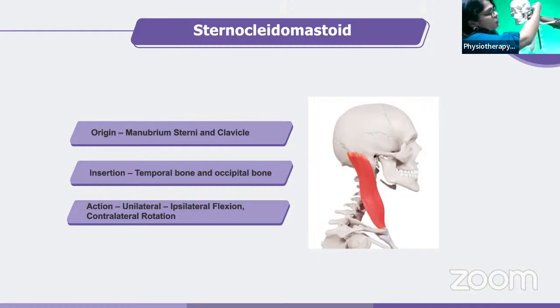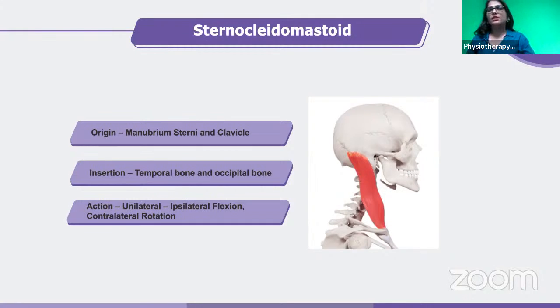And it gets inserted on the, okay, let me show you a side view. It gets inserted into the posterior aspect of the skull, that is your backside of the skull, where the temporal bone and occipital bone are, that is your superior nuchal line and external occipital protuberance. So just imagine when this is contracting, it will cause ipsilateral flexion and contralateral rotation. Okay. So let me explain on my body. This line which you're seeing here is your sternocleidomastoid, which is on the medial end of the clavicle. So it is traveling straight up like this and it is going behind your skull.